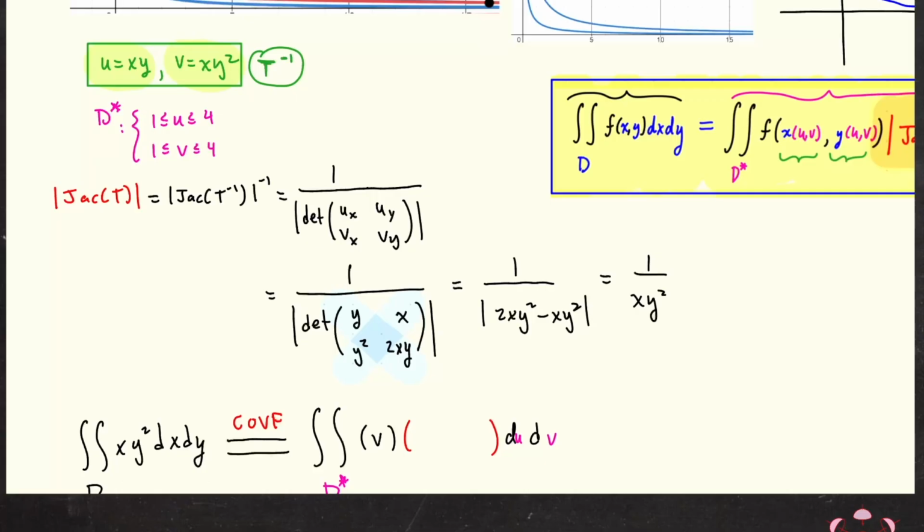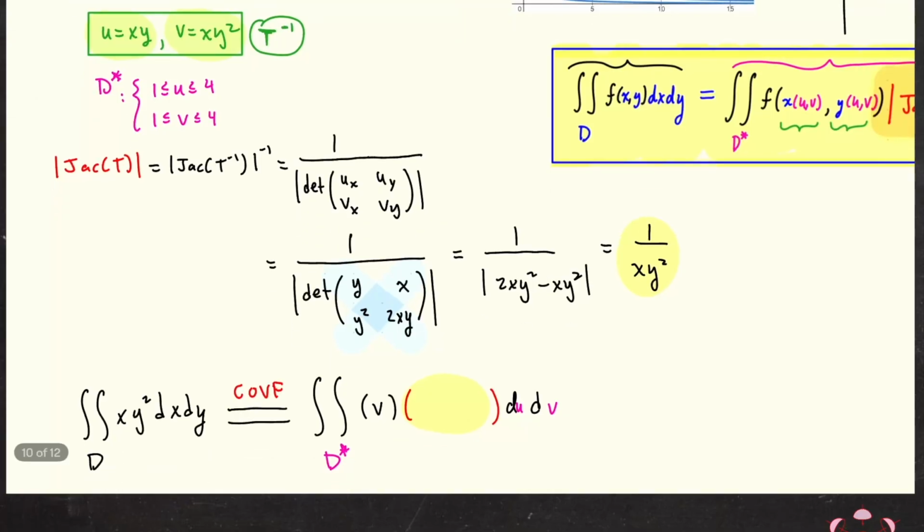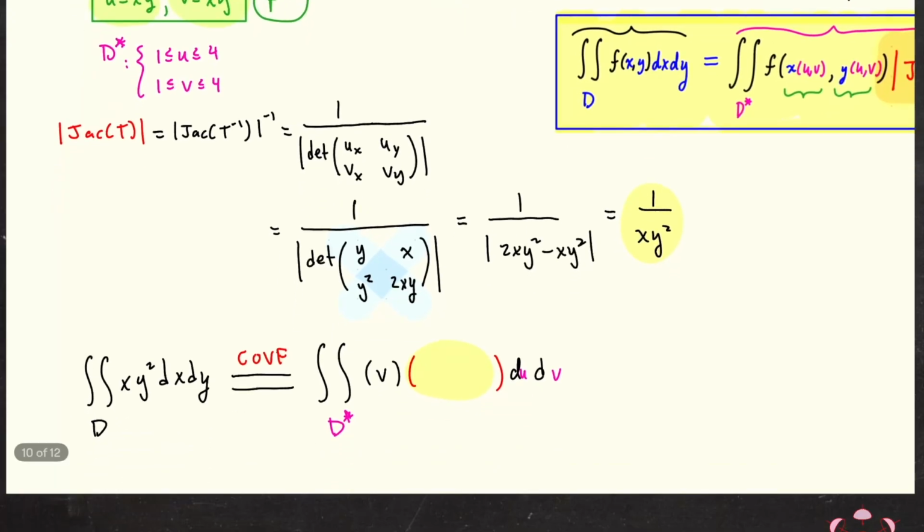However, it's in the wrong variables. I can't just put that right here because I started setting up my integral in terms of u and v, and I need everything to be in terms of u and v, so what do? Panic. No, don't panic. All we have to do is look at our transformation equations. Turns out xy squared is v, so huzzah! We've got a really simple formula for the Jacobian of T. Here it is, 1 over v.